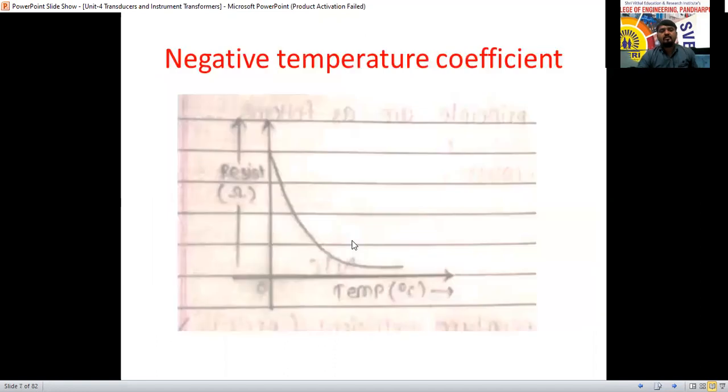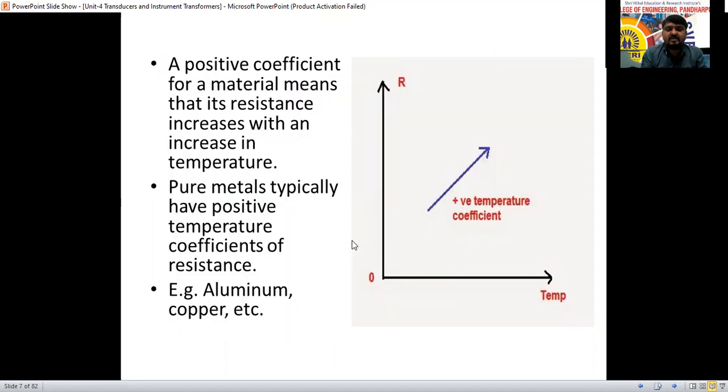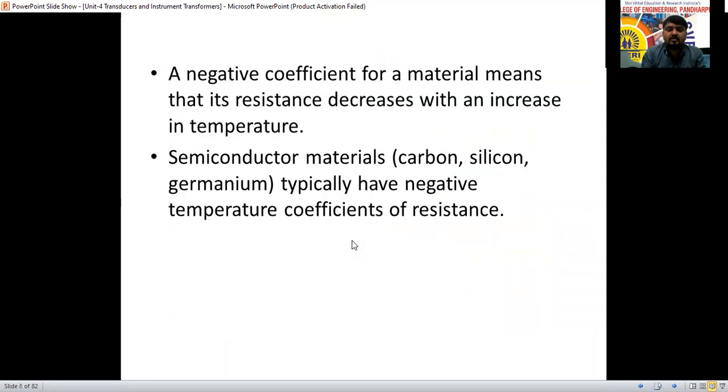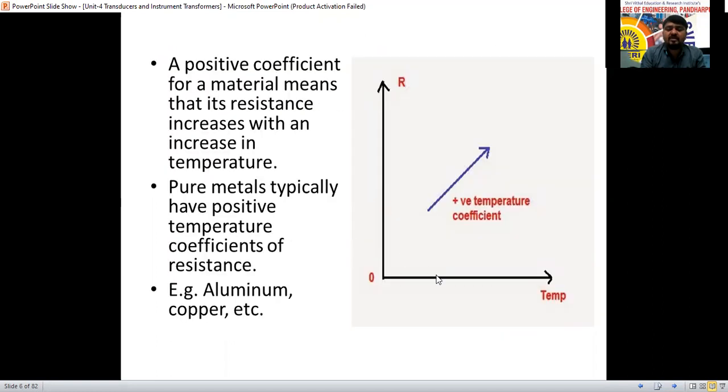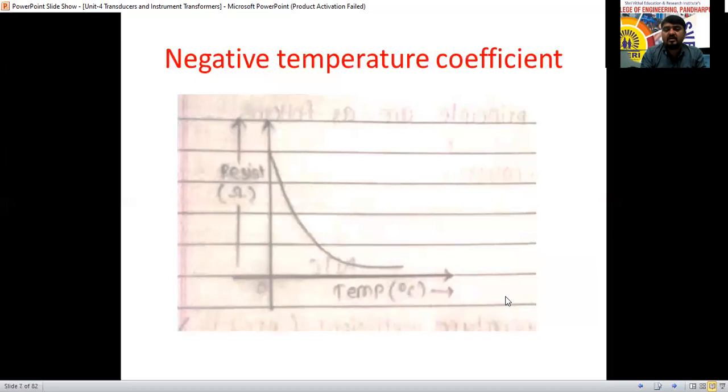So this is positive temperature coefficient. Next we will go for the negative temperature coefficient, the reverse. With the positive temperature coefficient, temperature increases and resistance also increases. But for the negative temperature coefficient, initially it has high resistance. When the temperature increases, its resistance value starts to decrease. There are materials like that.